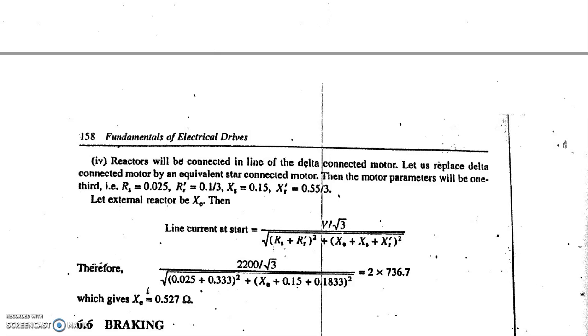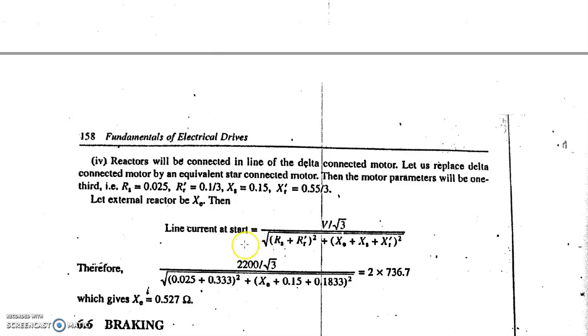And in the fourth portion, Rs, Rr dash, and Xs and Xr dash, and the reactor will be connected in the line of a delta connected motor. The motor is connected in the delta fashion, so the reactor is connected in the line. Let us replace the delta connected motor by an equivalent star connected motor. When we convert the delta winding to star, then the parameters will become 1/3. So all the parameters Rr dash become 1/3, Xs and Xr dash will become 1/3.